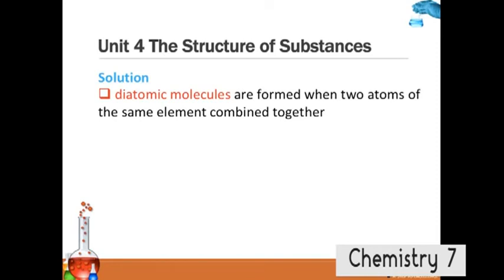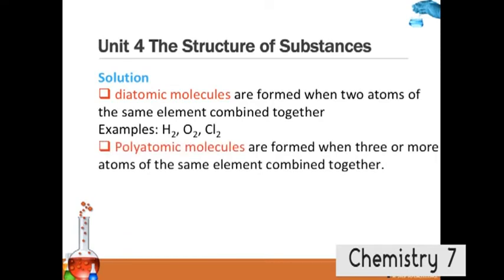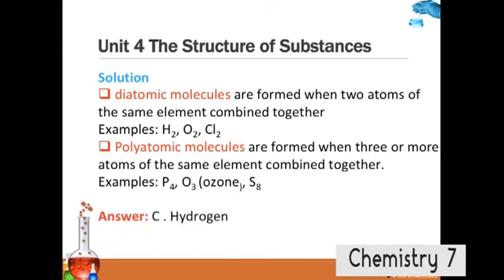Diatomic molecules are formed when 2 atoms of the same element combine together: hydrogen, oxygen, and chlorine. Polyatomic molecules are formed when 3 or more atoms of the same element are combined together: phosphorus, ozone, and sulfur. So the answer is C, hydrogen.